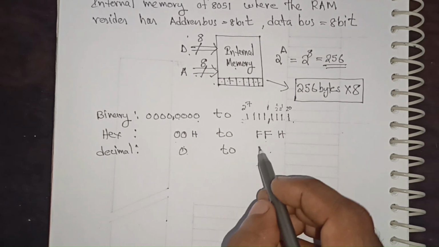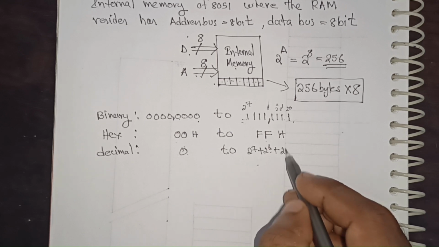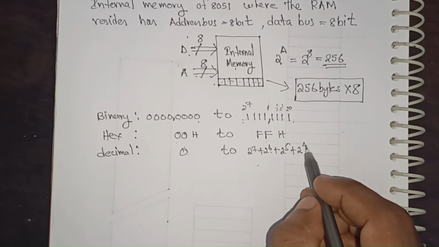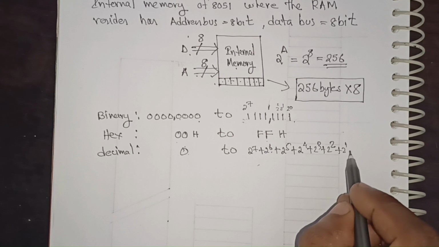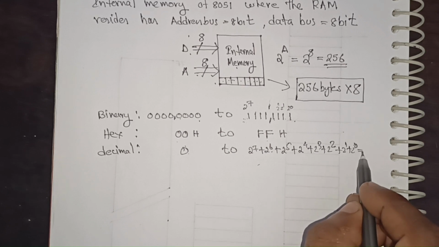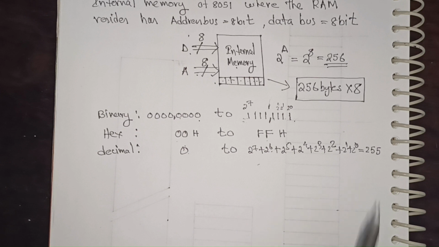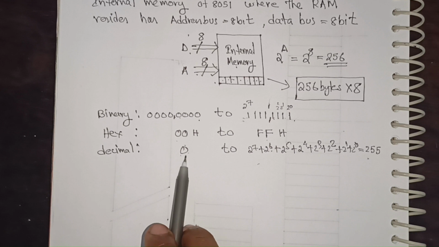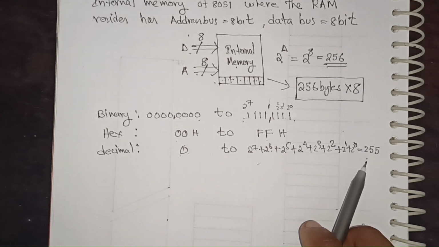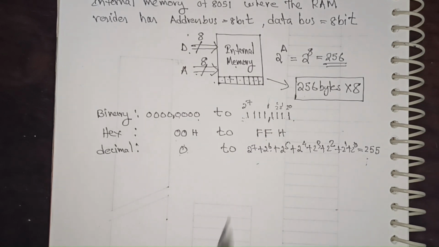So adding up all the weights, that is 2 raised to 7 plus 2 raised to 6 plus 2 raised to 5 plus 2 raised to 4 plus 2 raised to 3 plus 2 raised to 2 plus 2 raised to 1 plus 2 raised to 0, we will get 255. So our range is from 0 to 255. 0 to 255, how many numbers do we get? 256. That's why our memory has 256 locations. So this is the address range.